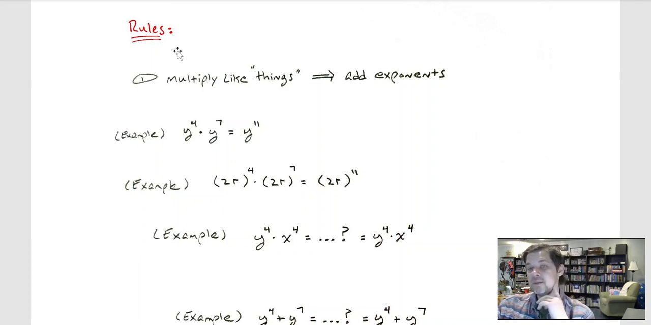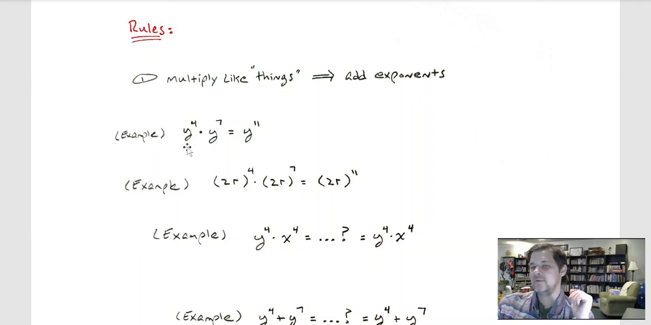Okay? And I will tell you the most important ones right now. The first one, which mainly applies to algebra. Algebra is math where letters represent unknown numbers. It's still math, but you just don't know what all the numbers are. When you multiply like things, you add their exponents.